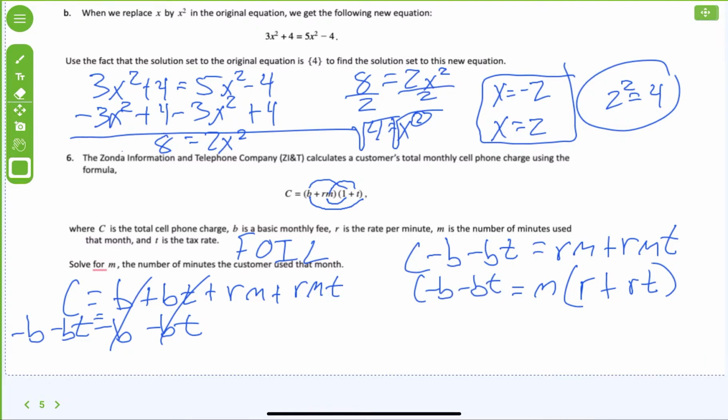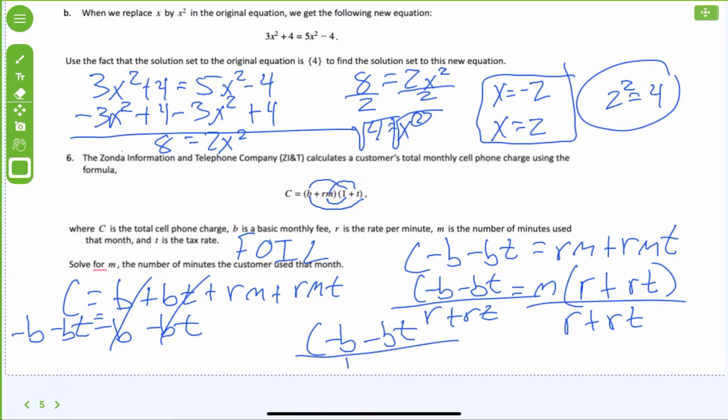Now we wanted to solve for M. How do we solve for M? Well, that's M times what's in parentheses there. So we're just going to divide by what's in parentheses. And that is your answer. C minus B minus BT over R plus RT equals M.